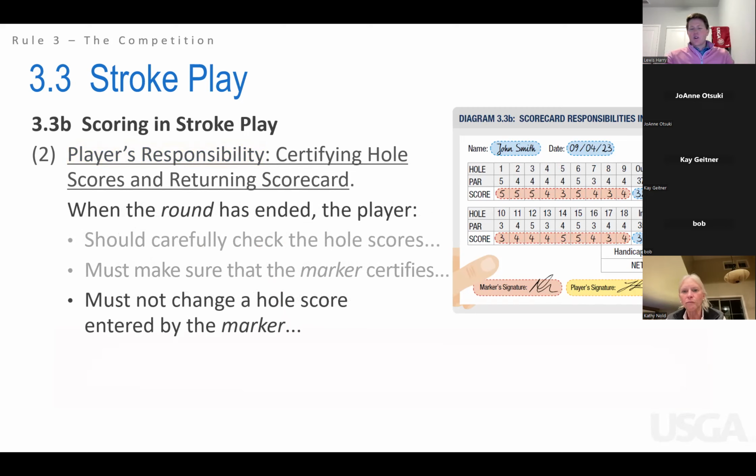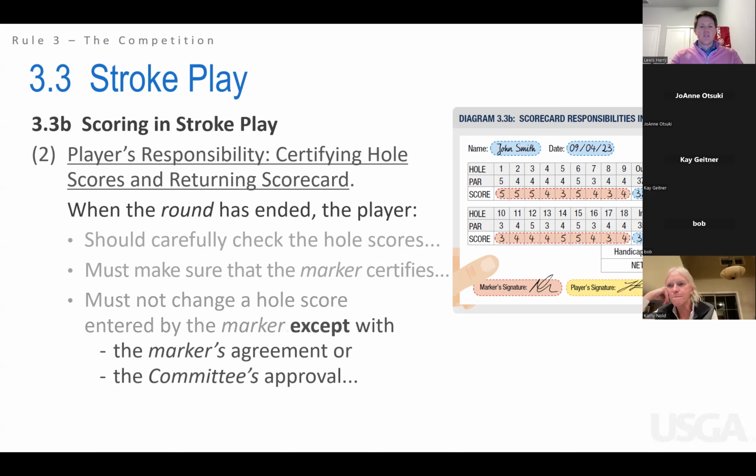After a marker has certified those scores and given us our scorecard back, we can't change those scores. Those scores are there. We need our marker with us to be able to change something. We can't just go and change those all by ourselves. Again, we need the marker's agreement or committee approval. We can't just go and change a 5 to a 4 once the marker has certified just because that's what we want to do.